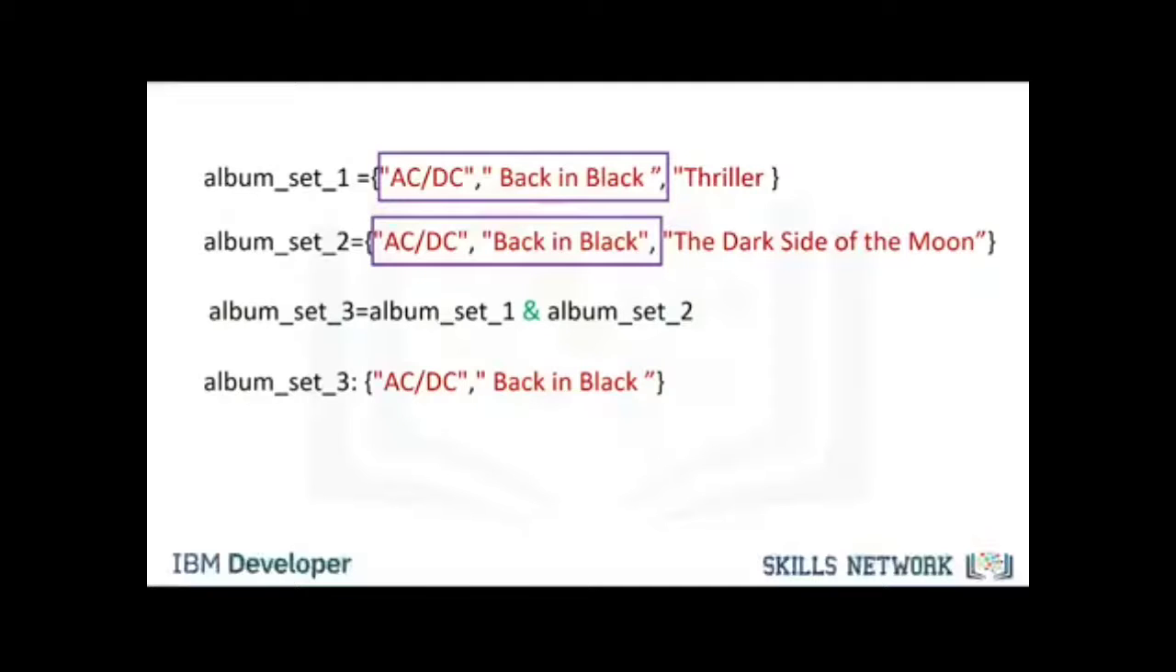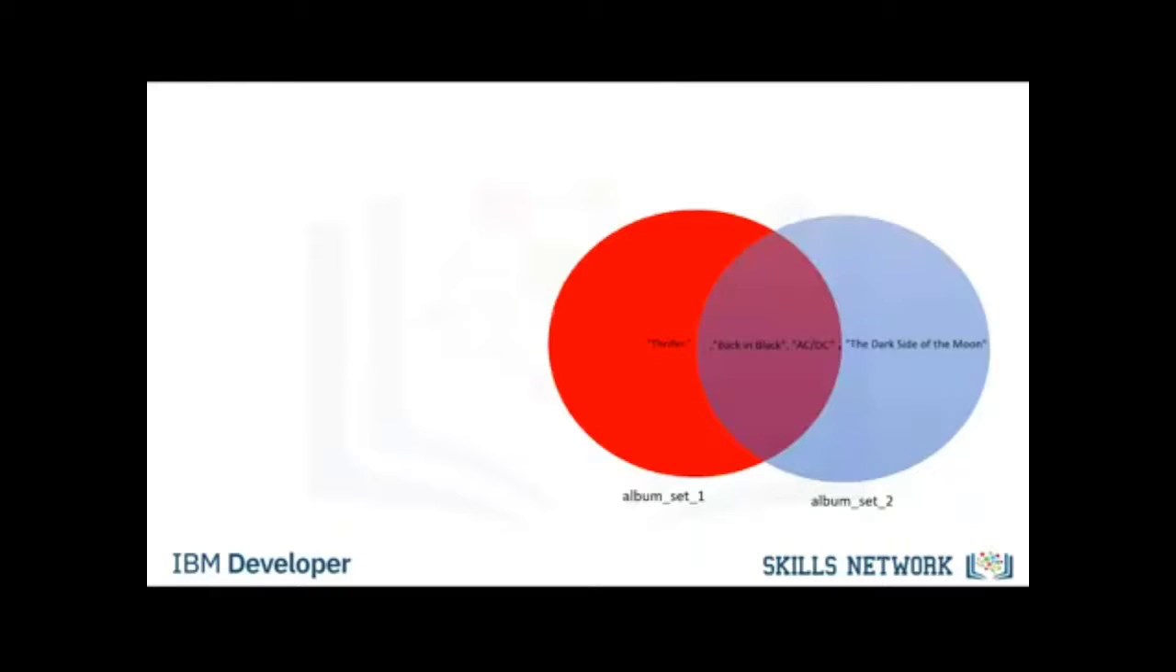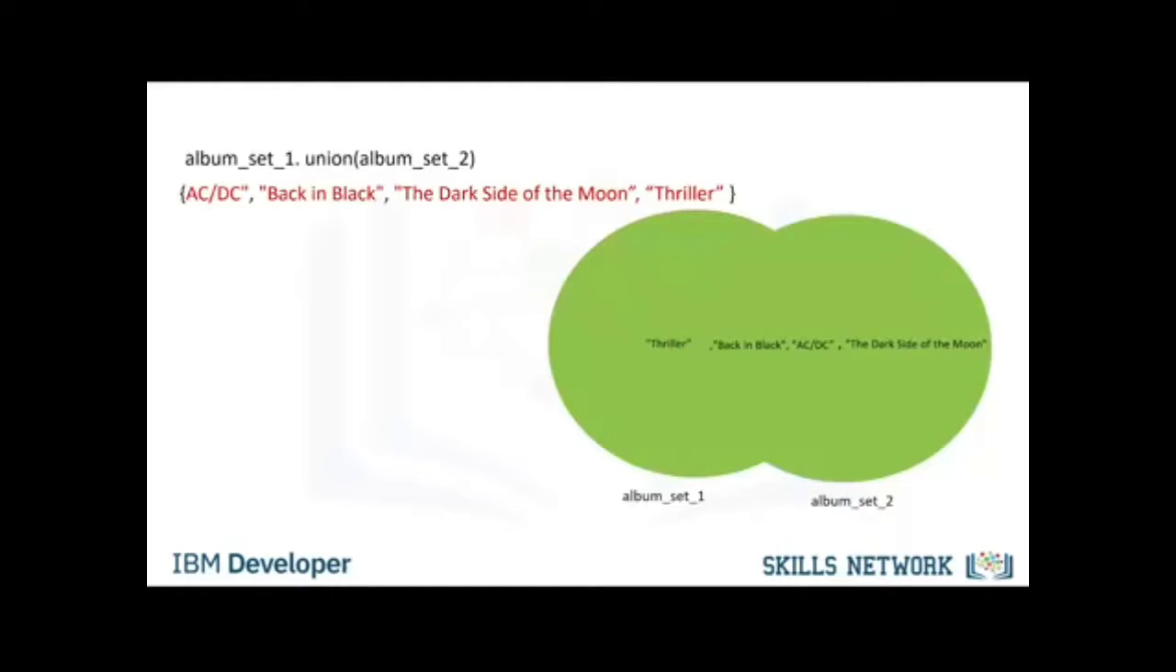The union of two sets is the new set of elements which contain all the items in both sets. We can find the union of the sets, album set 1 and album set 2, as follows. The result is a new set that has all the elements of album set 1 and album set 2. This new set is represented in green.